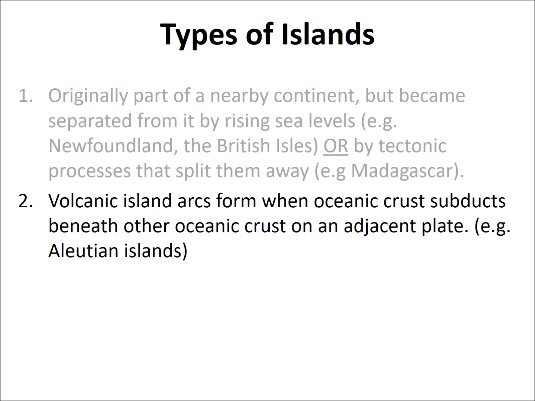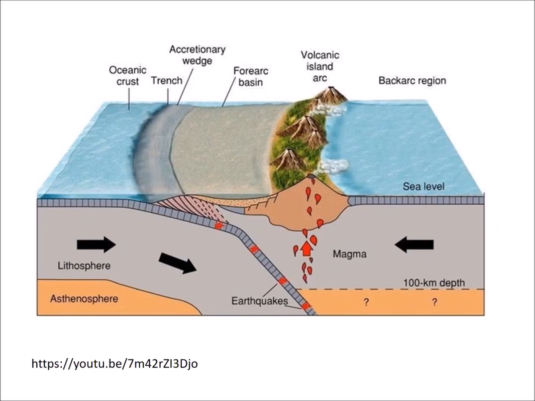So there are two main types of volcanic islands. We have volcanic island arcs, which form when the oceanic crust subducts beneath another oceanic crust on an adjacent plate. So again, this is tectonic processes being very important to the formation of islands in general. So let's look at what that looks like.